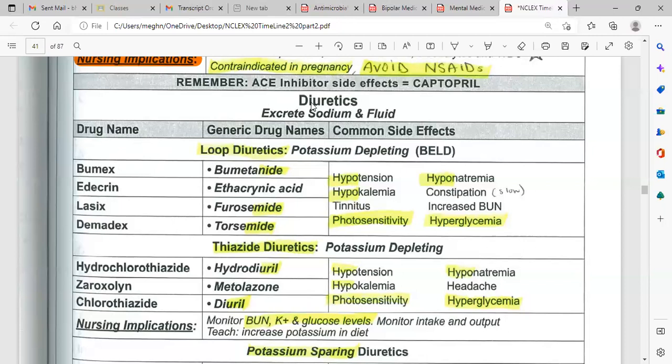Diuretics are again classified into the loop diuretics.